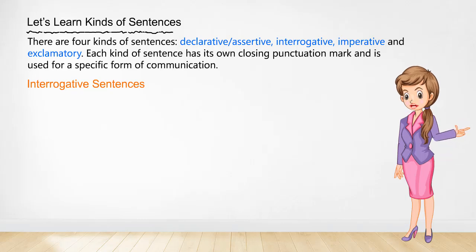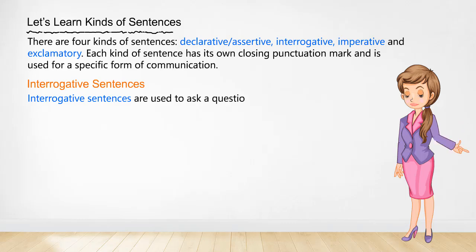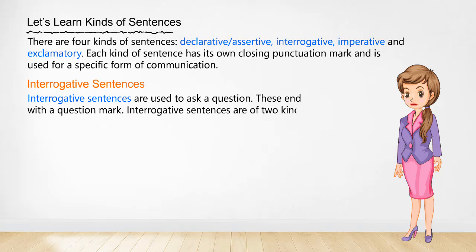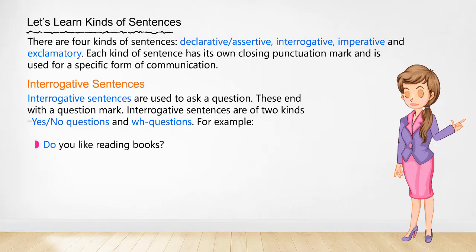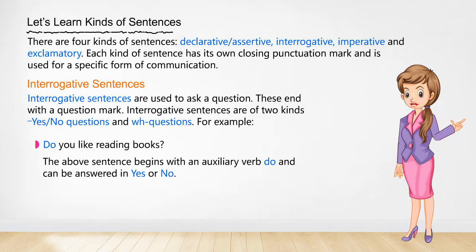Interrogative sentences. Interrogative sentences are used to ask a question. These end with a question mark. Interrogative sentences are of 2 kinds: yes/no questions and WH questions. For example, do you like reading books? The above sentence begins with an auxiliary verb, do, and can be answered in yes or no.